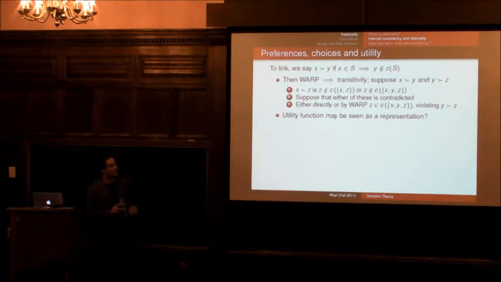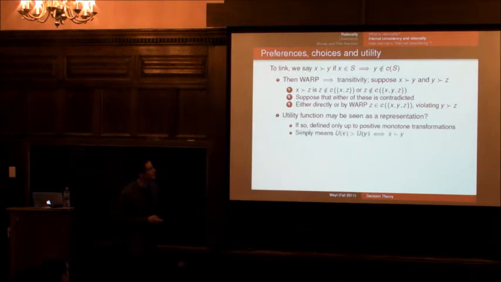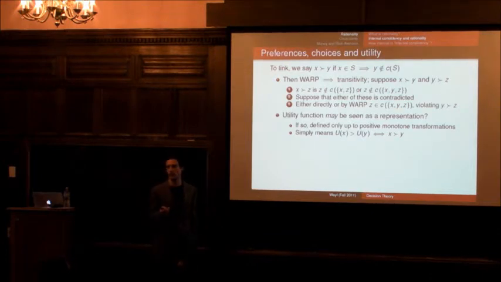Okay. So what is the utility representation of a preference? Everyone's got to know this. If x is preferred to y, u is greater. Exactly. So it's defined by saying that u of x is strictly greater than u of y if x is preferred to y, and this is obviously only defined up to positive monotone transformations in this case.